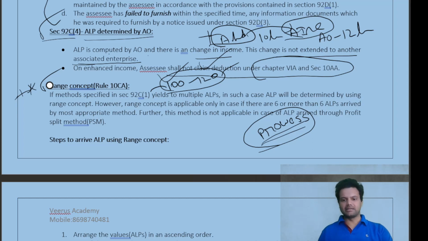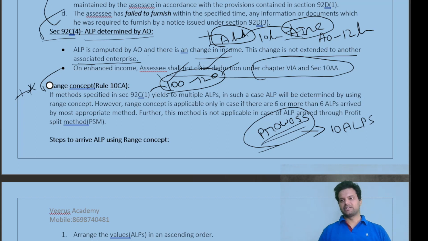They measured the ALP. Prowess has thrown up around 10 ALPs for a particular transaction. 10 ALPs were derived using the software. Then in that case, which will be the correct arm's length price? In these scenarios, the concept of range will be applicable. The concept of range will be applied to measure the right ALP.